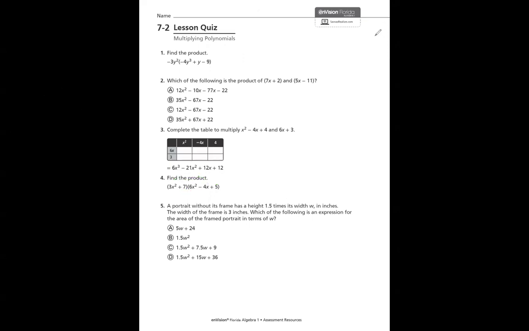Okay, lastly, we've got a word problem. So let me clear all of this. And it says a portrait without its frame has a height 1.5 times its width. So here is our portrait. We've got our width W, and it says the height is 1.5 W. Then it says the width of the frame is 3 inches.